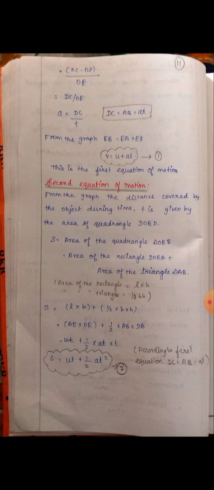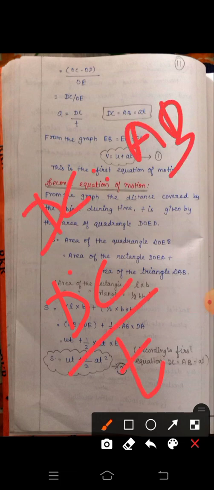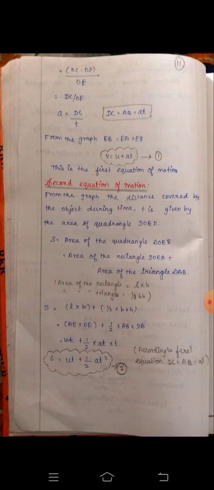So A is equal to DC by T. DC is equal to AB. So it is AT. So what is the value we are getting?